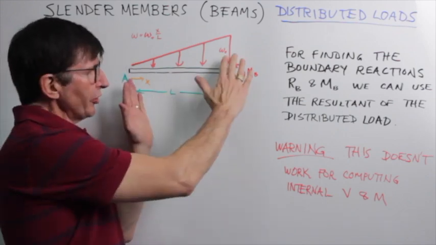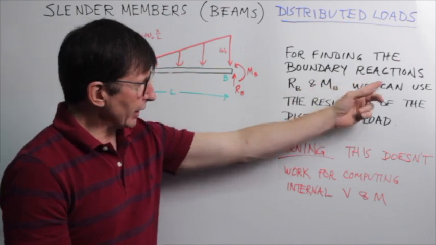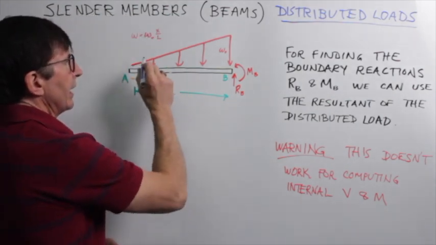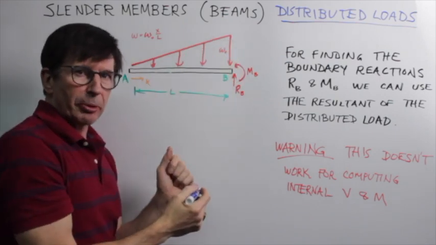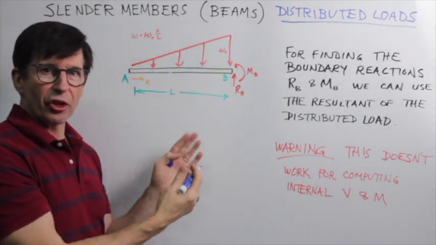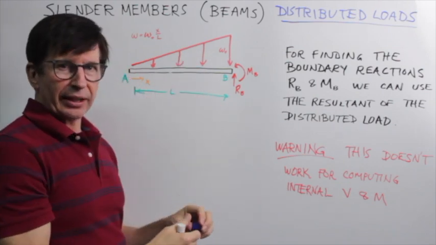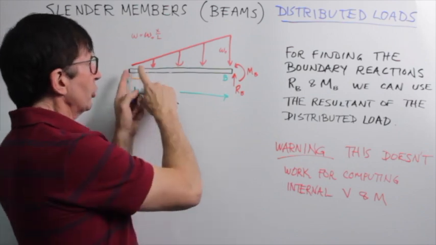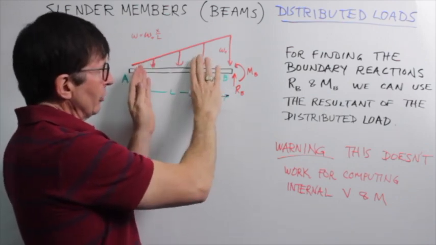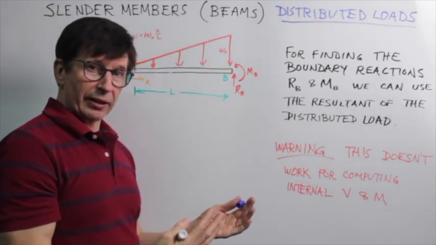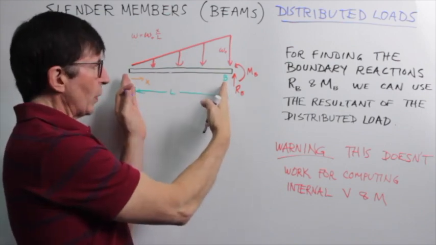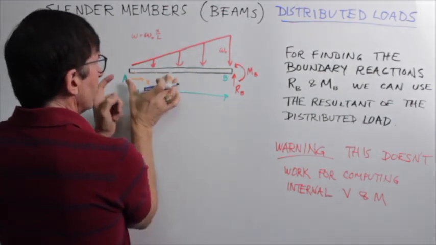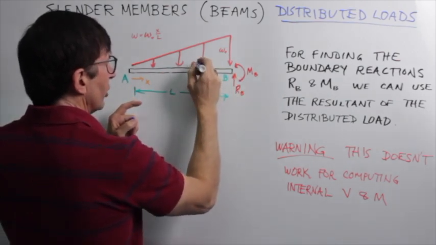So let's go ahead and find the resultant of this distribution to get these boundary reactions. If we had a constant distribution, it would be easy to see that the resultant of that would be located right at the center of area for the distribution, which would be right in the middle. For a triangular distribution, if we take the integral of the area as it grows, we find that the center of area is 2/3 of the way down the beam from this left side. So the equivalent resultant is going to act right about here.